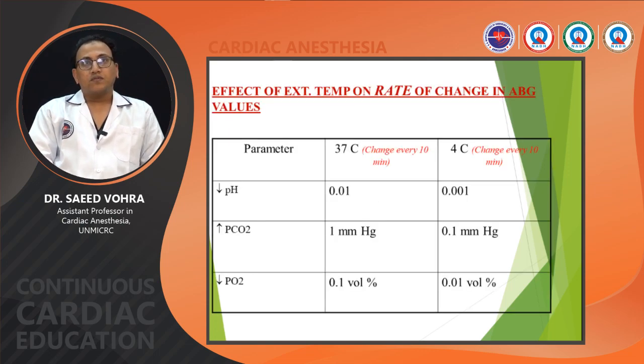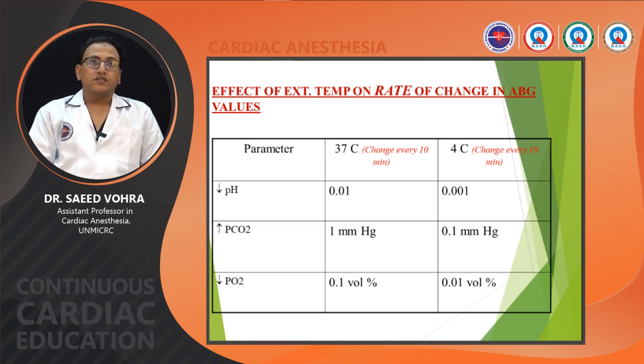This slide shows how the pH changes with the external temperature. At 37 degrees Celsius, the pH decreases by 0.01 every 10 minutes, whereas at 4 degrees Celsius, the pH decreases by 0.001. The same is with CO2. CO2 increases by 1 mmHg every 10 minutes at 37 degrees Celsius, and by 0.1 mmHg at 4 degrees Celsius. PO2 decreases by 0.1% every 10 minutes at 37 degrees Celsius, and only by 0.01% at 4 degrees Celsius.